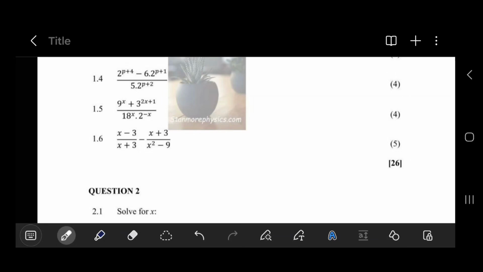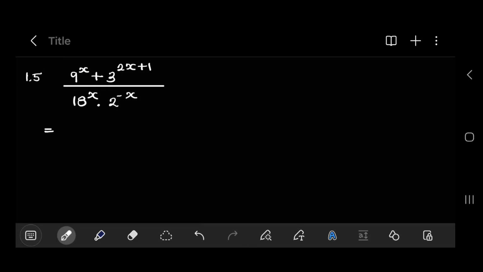So 1.5 works in a similar way. We've got variables as exponents, and we need to make sure that the bases are products of prime numbers, which some of them are not. So we need to change 9, we need to change 18. The 3 and the 2 are fine though. Okay, so let's do this.